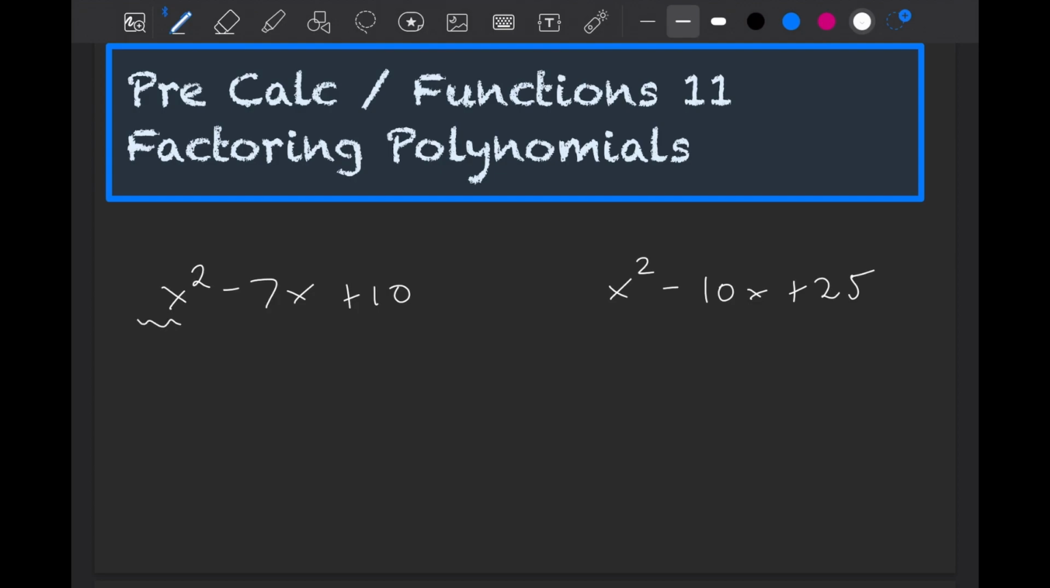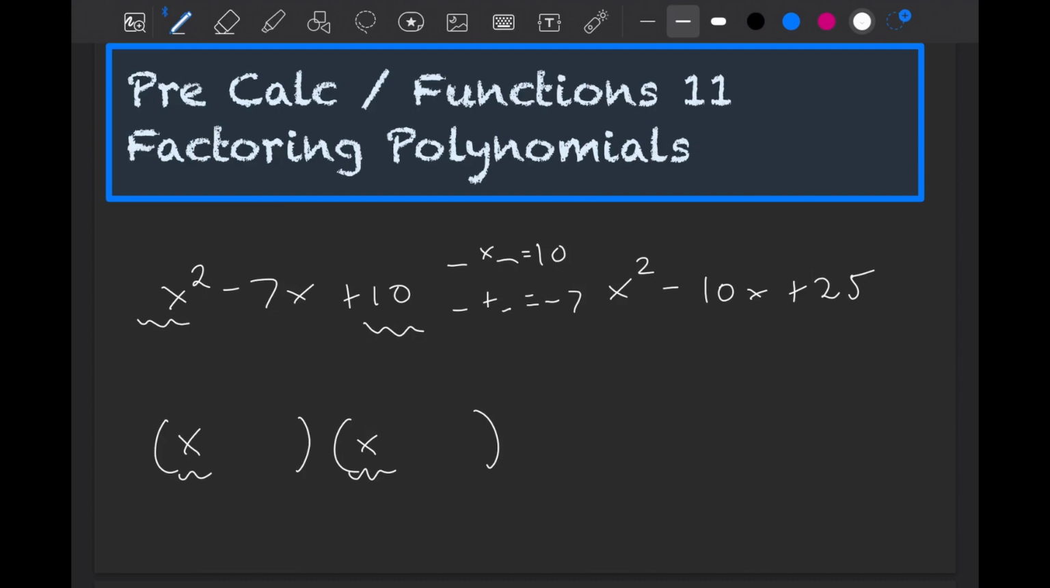If you have an x squared term, the only way you're going to be able to get that is if you make two brackets and one of the brackets has an x and the other has an x, because x times x is x squared. If it was 2x, one would have 2x and the other would have an x. Then the next thing you've got to do is figure out two numbers that multiply to get 10 and that also add to get minus 7.